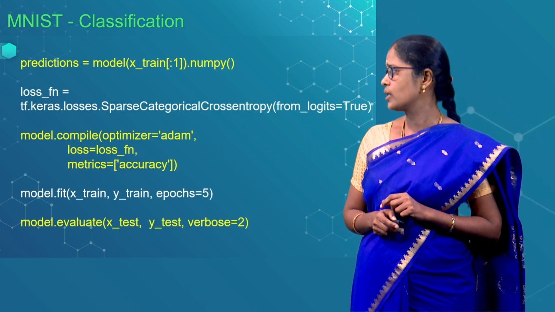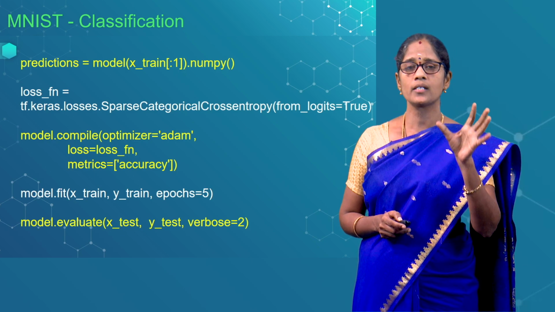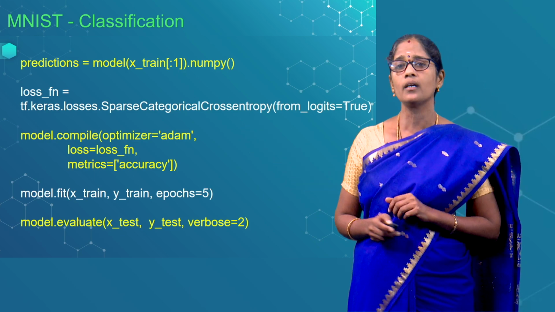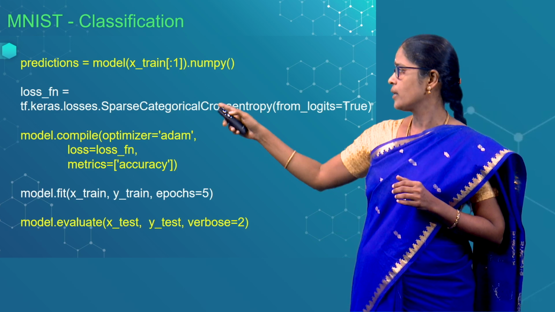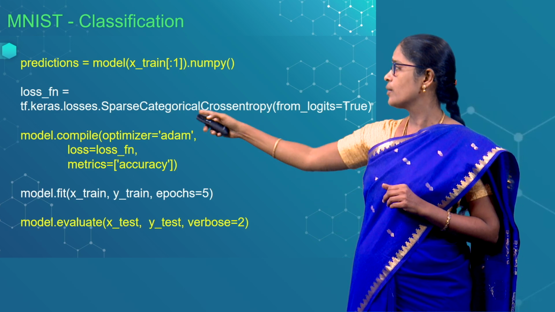Now, we are going to fit the model with the training data, x and y training data, and we are making the epochs as 5. So, 5 full times we are making the system run, and here we are evaluating the model with the verbose of 2.